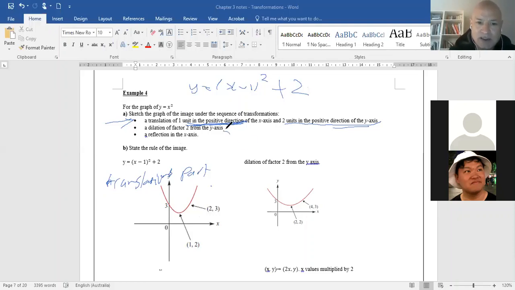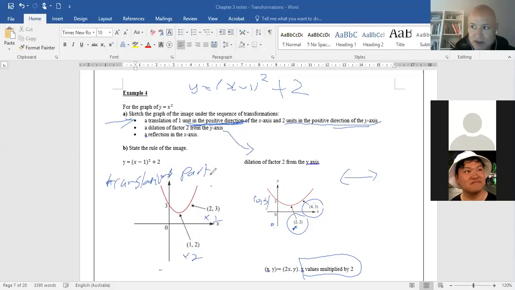Now I'm doing part B, a dilation of factor 2 from the y-axis, so from the y-axis itself. If you're doing a dilation of factor 2 from the y-axis, it gets stretched out, so the x values are multiplied by 2. I've multiplied all the x values by 2. So 0 times 2 is still 0, 1 times 2 becomes 2, and 2 times 2 becomes 4. That's how all these numbers came about. That's (0, 3) up there. Are you with me so far? Any questions?